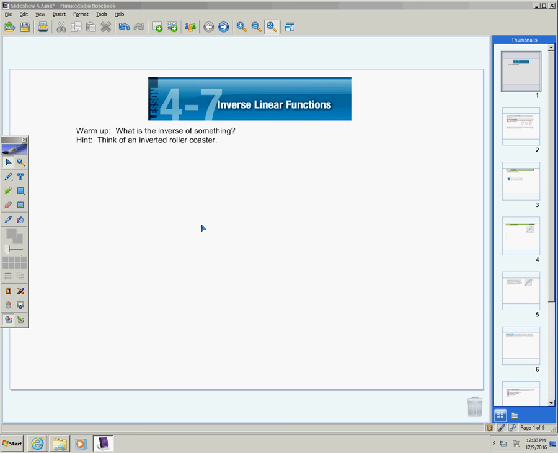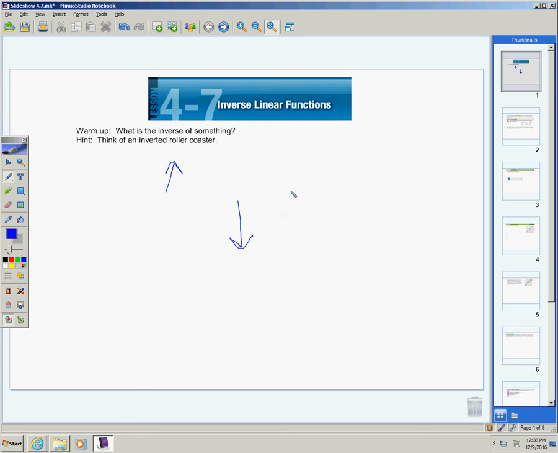We're going to be talking about inverse linear functions. And for the warm-up, I want you to think about the inverse of something. If you think about an inverted roller coaster, instead of facing up, you're facing down. When you flip upside down, what was originally up is now down, and what was down is now up.